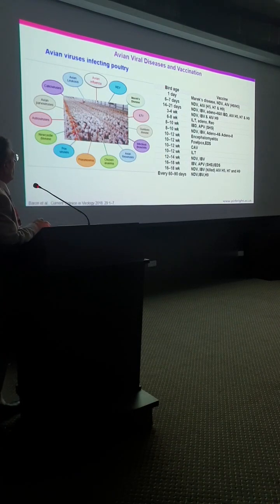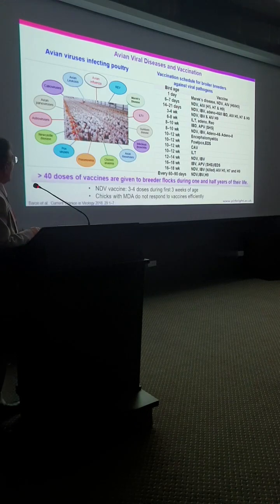For example, this schedule is largely used in Pakistan and many other countries. Loads of vaccines are given to a single bird on different days. If you see, more than 40 doses, and in some cases 50 doses, of vaccine are given in 1.5 years during the life of a breeder flock. Even in the first 3 weeks you give 3 or 4 Newcastle doses, and still there is a problem. It's not that you give the vaccines and the problem is gone. The problem still remains, it just reduces the losses. So we need to improve these vaccines.